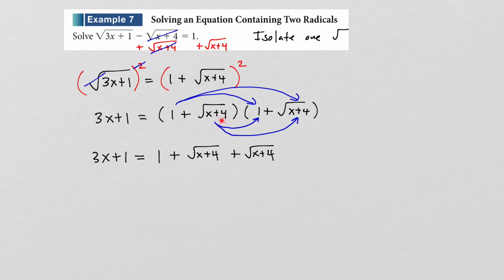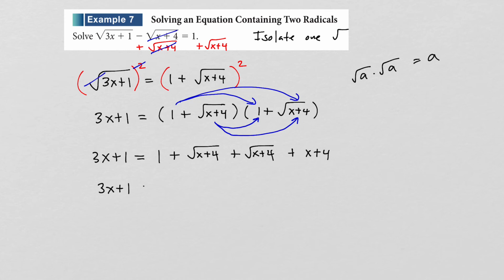And finally, the square root of x plus 4 times the square root of x plus 4 is x plus 4, right? So remember that when you have the square root of a times the square root of a, that gives you a. So the radicals cancel on that last one, which is kind of nice.